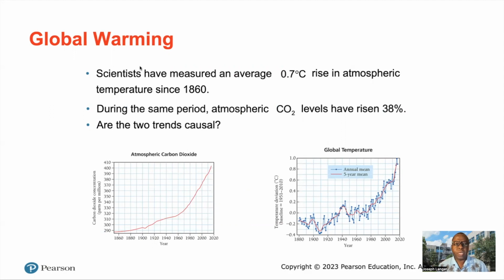Scientists have argued that there has been an average rise of 0.7 degrees Celsius in atmospheric temperature since around 1880. During this same period, there is an increase of about 38% of CO2 in the atmosphere. What is the relationship between the two? And where is the source of CO2?